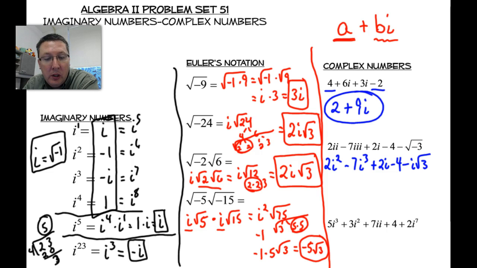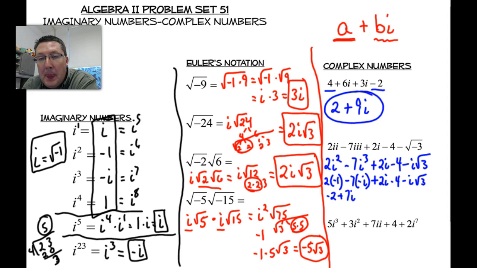So i squared, we look over at the table, i squared is equal to negative 1, so I can replace i squared with a negative 1, minus 7, i to the third is equal to negative i, plus 2i, 2i just stays 2i, minus 4 minus i square root of 3. All right, we're going to simplify this the best we can. 2 times negative 1 is negative 2. Negative 7 times negative i becomes positive 7i, plus 2i, minus 4 minus i square root of 3.